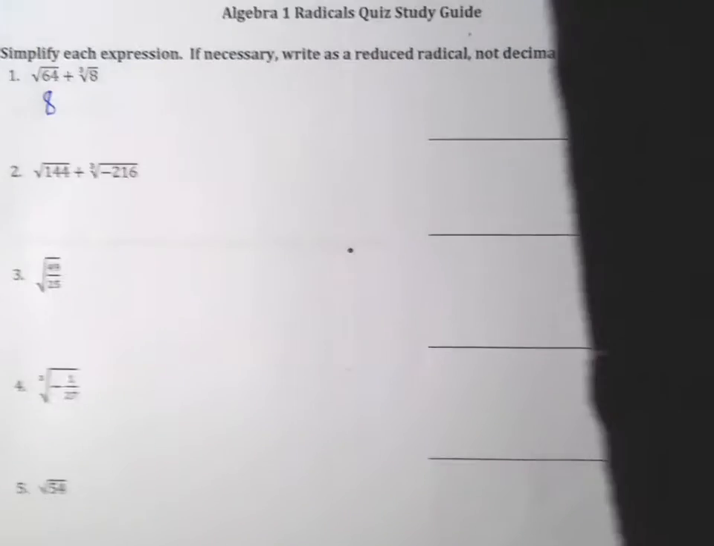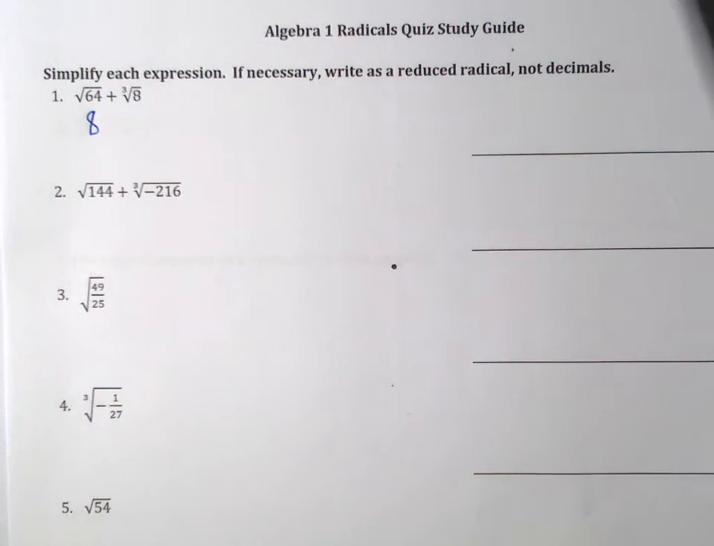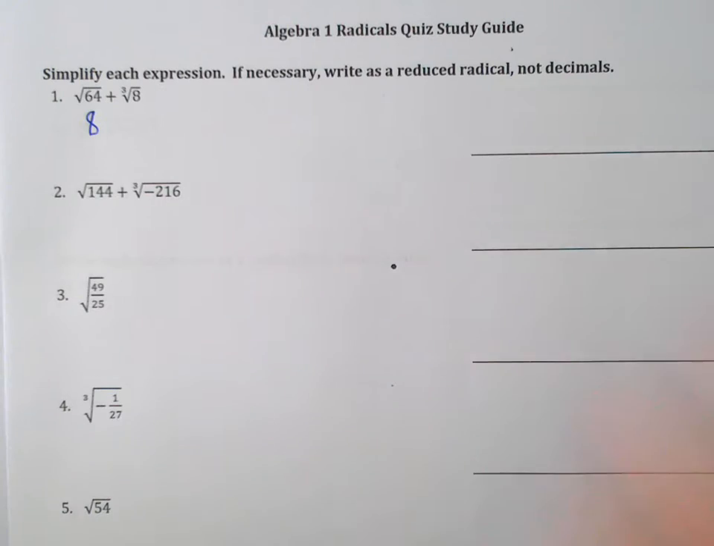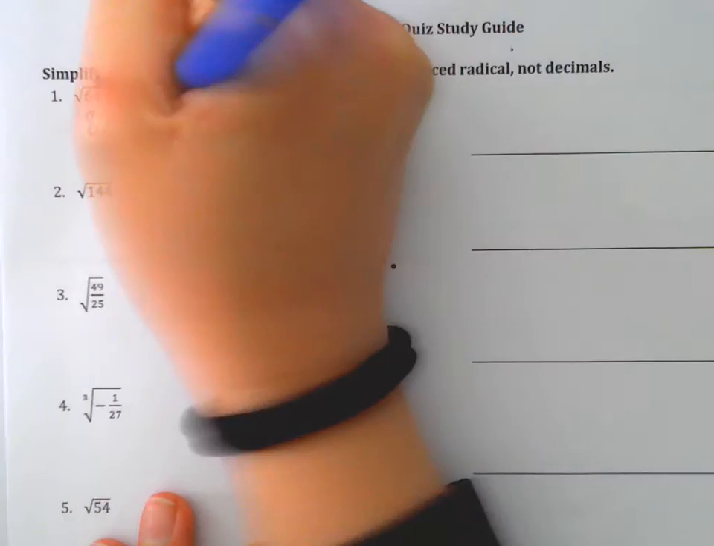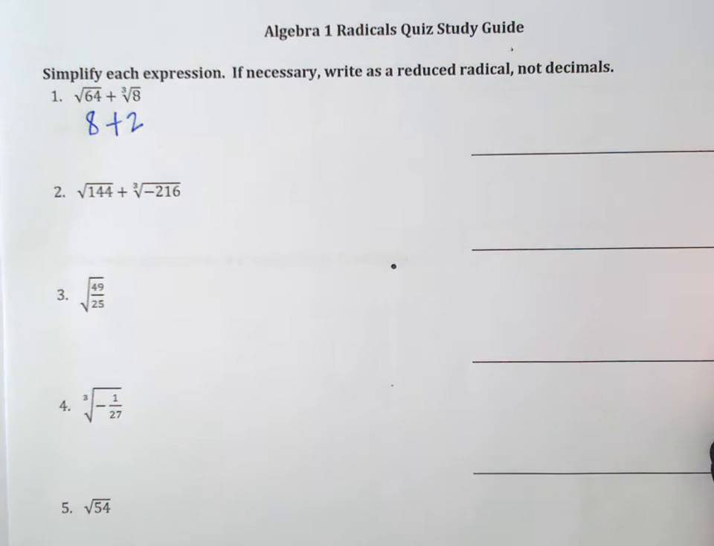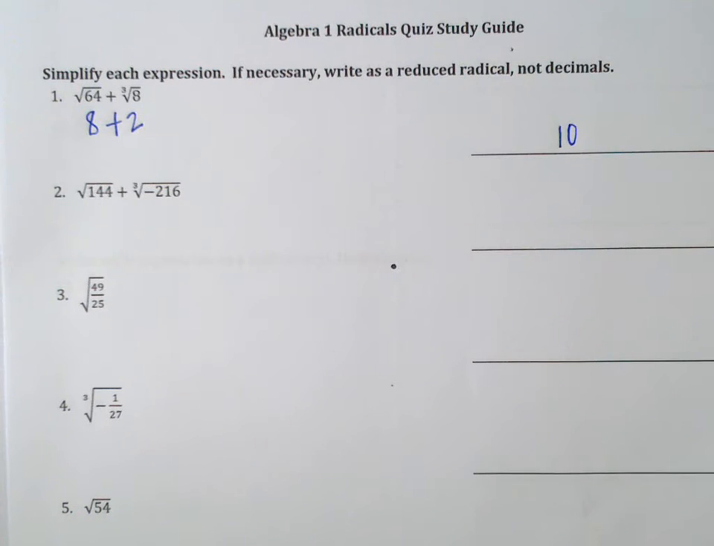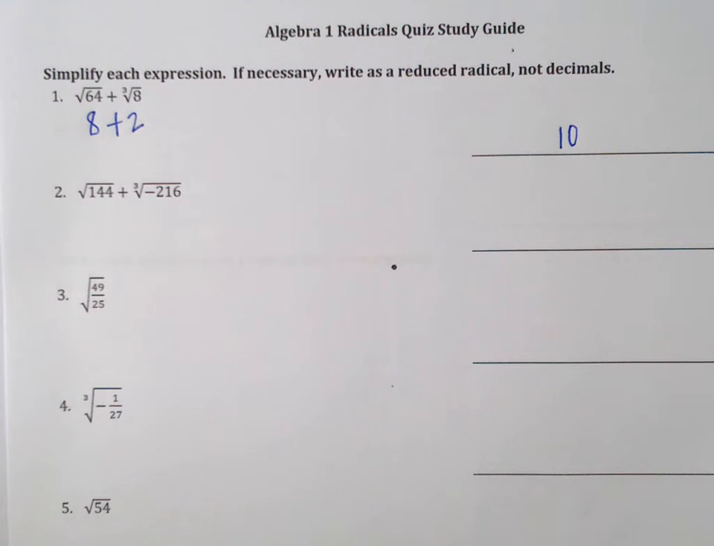Okay, so let's get back to the study guide. So the square root of 64 we know is 8. And then the cube root of 8, is that one of our perfect cubes? And it is. The cube root of 8 is 2. So then it just becomes a simple operation problem. 8 plus 2 is 10. And that is that.